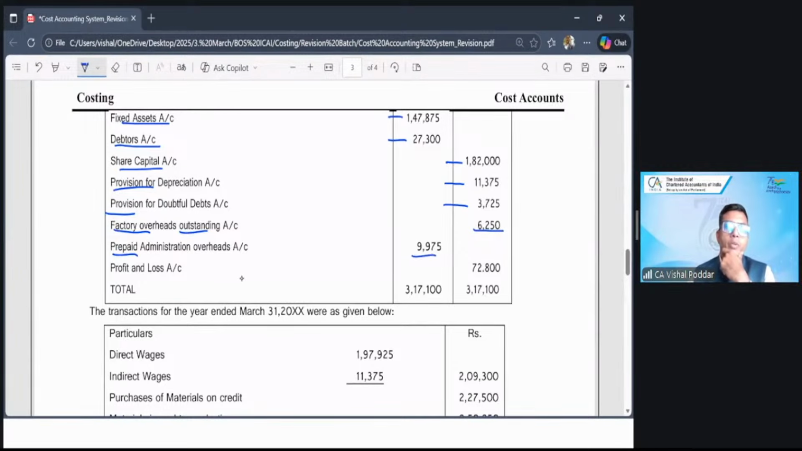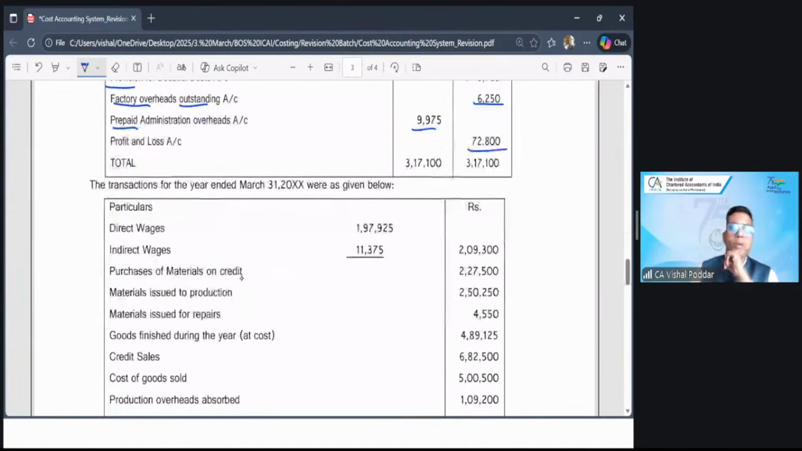Administration is prepaid, so it is an asset, it is a debit balance. And P&L always has a credit balance. Generally, it may have debit balance also, but generally it has credit balance. So you'll open all these accounts and now you will start passing entries. Now what will be the entries? First is wages, direct and indirect combined is 209. So first is expenses incurred. So it will be LCC, which is the wages account debit. And now here, since it is integrated, we will use the word cash bank.